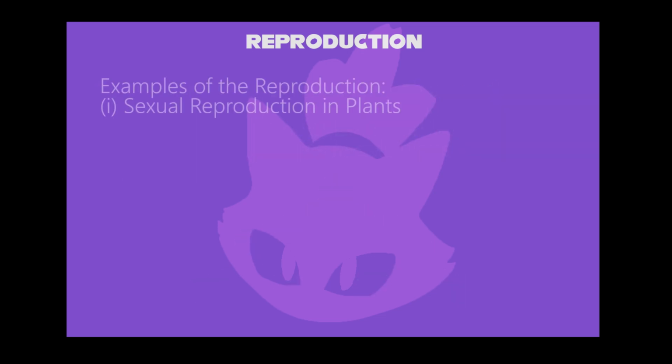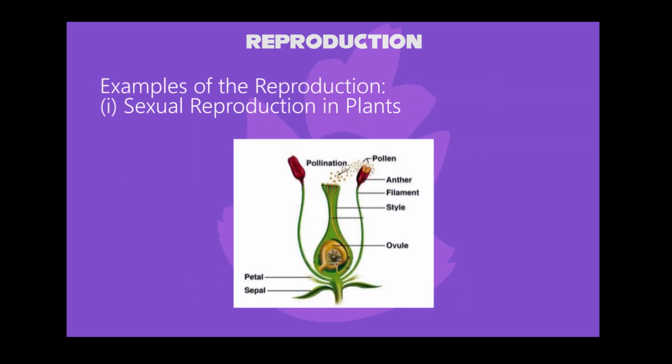For example, sexual reproduction in plants involves the production of male and female gametes, and the transfer of the male gametes to the female ovules in a process called pollination. After pollination occurs, fertilization happens and the ovules grow into seeds within a fruit.